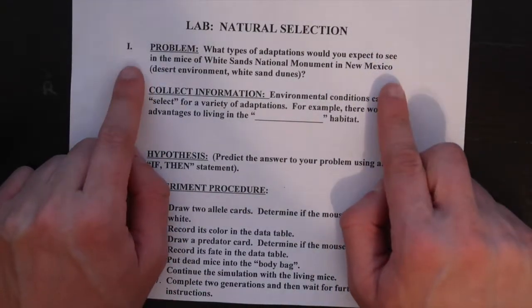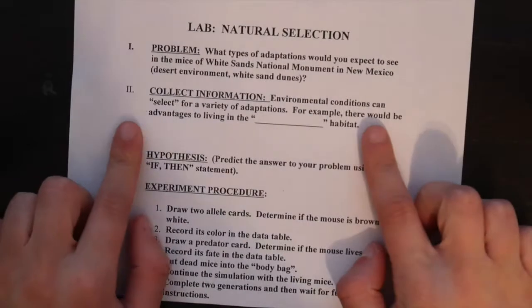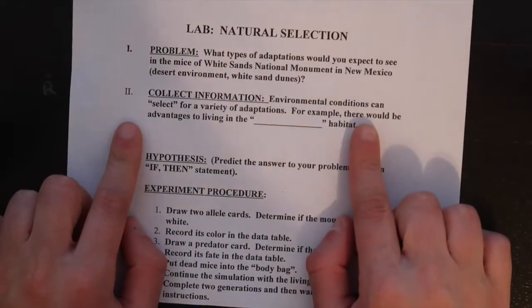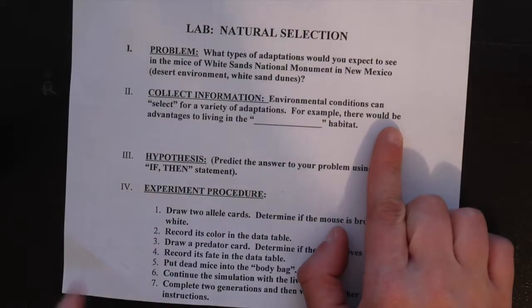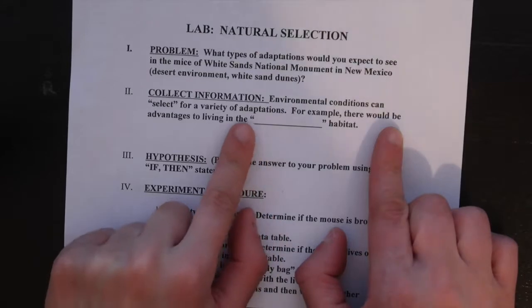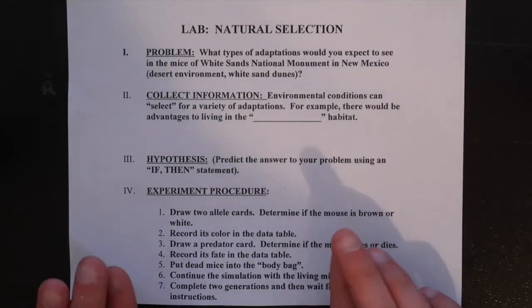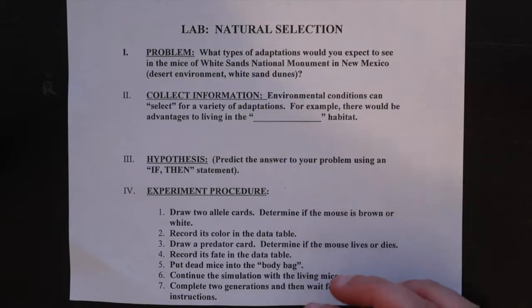Are there any adaptations you'll see in mice of White Sands in New Mexico, looking at the white sandy desert versus a dark forest floor environment? So before we do this, do you think there are going to be any advantages if you are a white mouse living in a white desert floor versus a dark forest floor? And on the other side, do you think there would be advantages of a brown mouse living on a dark forest floor versus a white sandy desert?